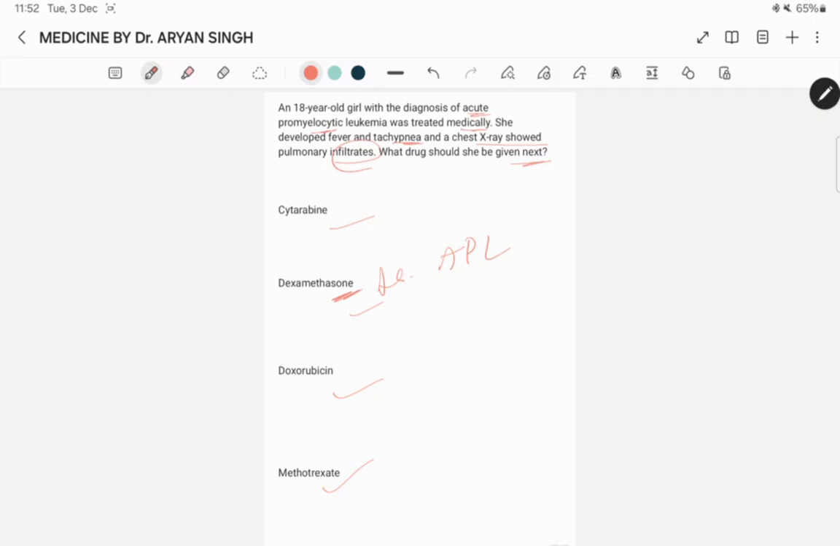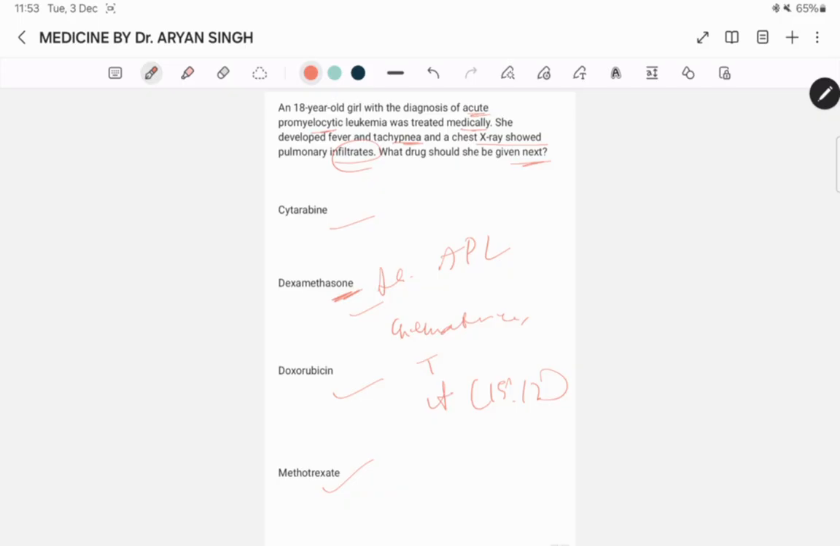APL differentiation syndrome management includes chemotherapy and cytoreduction, and supportive measures in severe cases. Temporary discontinuation of ATRA is necessary. ATRA is an oral drug that induces differentiation of leukemic cells bearing the t(15;17) chromosomal translocation.